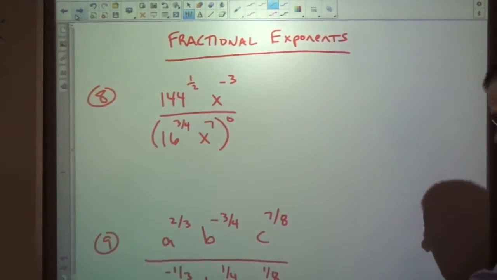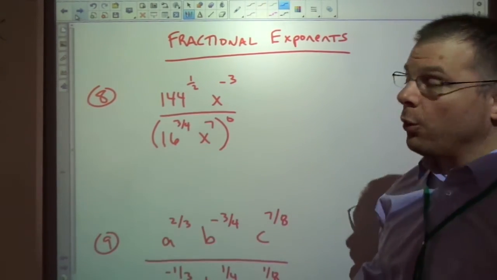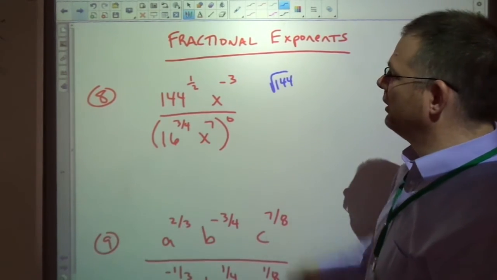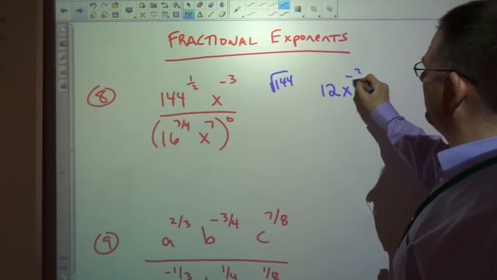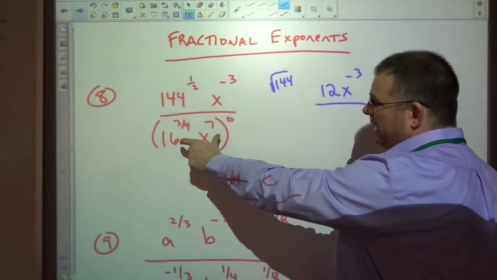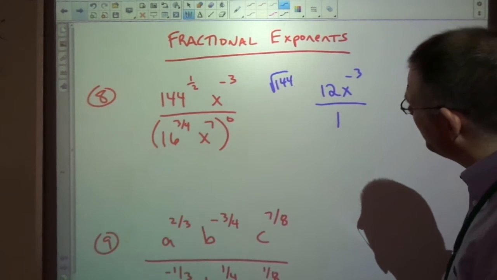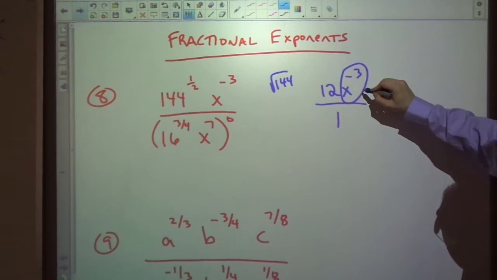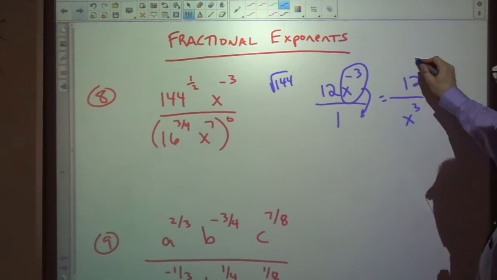Fractional exponents. These are the requests. So 144 to the 1/2 power. We know the 1/2 power is the same thing as the square root of 144, which is 12. So this is going to be 12x to the negative 3 all over. Now this stuff, this is the 4 through the 16 to the third, but anything raised to the 0 power is always 1. So I'm almost done, but I don't want to leave a negative exponent. This has to come downstairs. So it's 12 on top, and it's x to the third in the bottom.